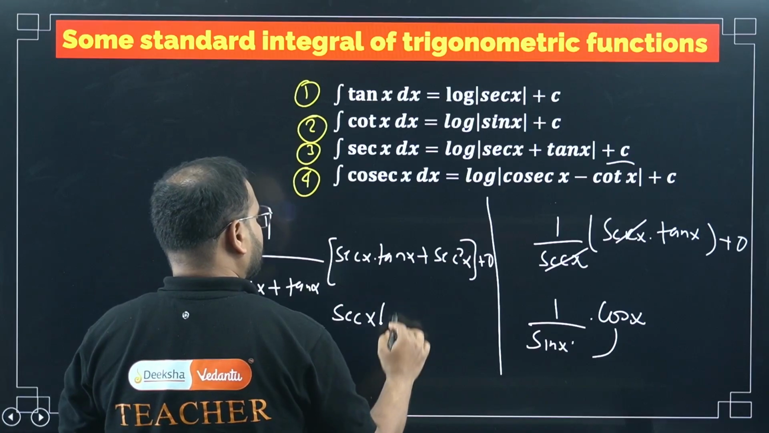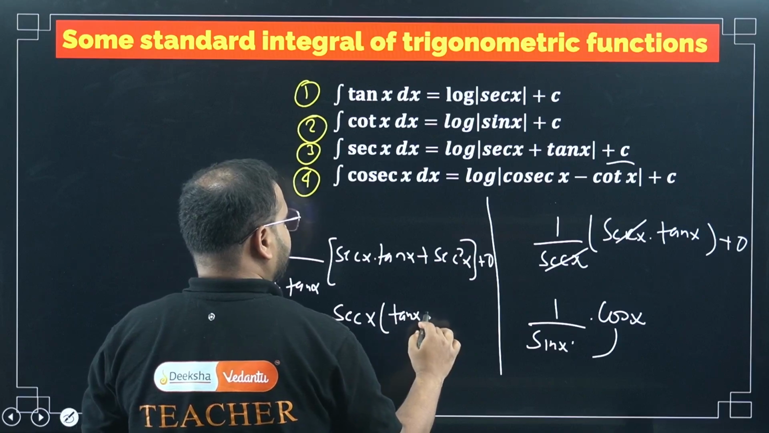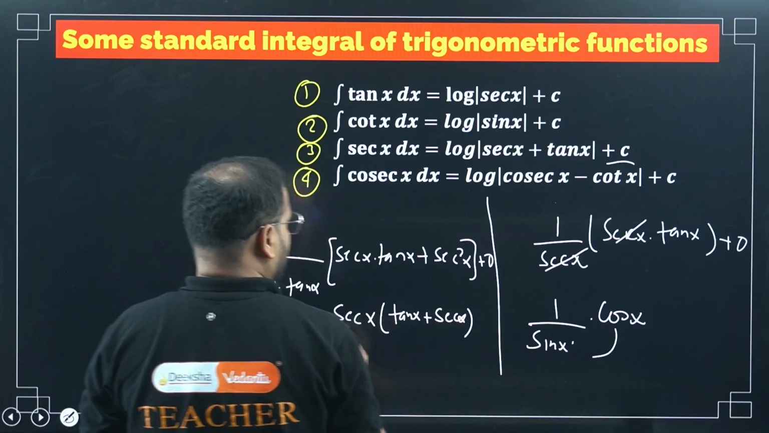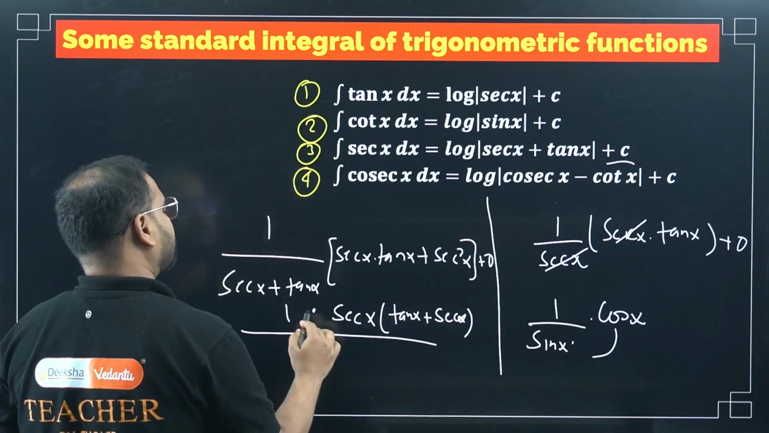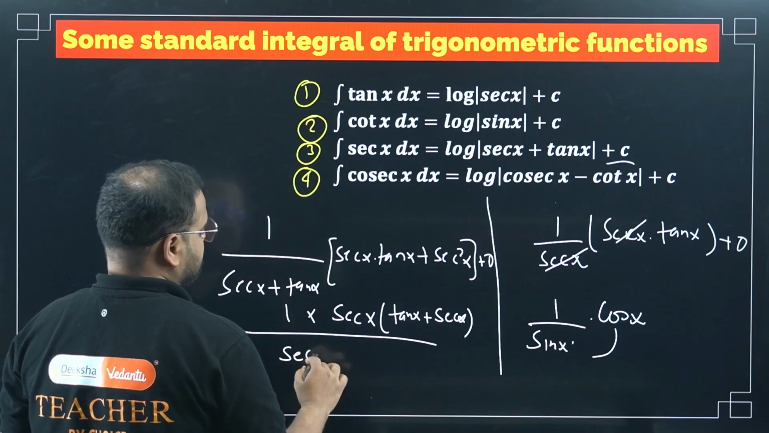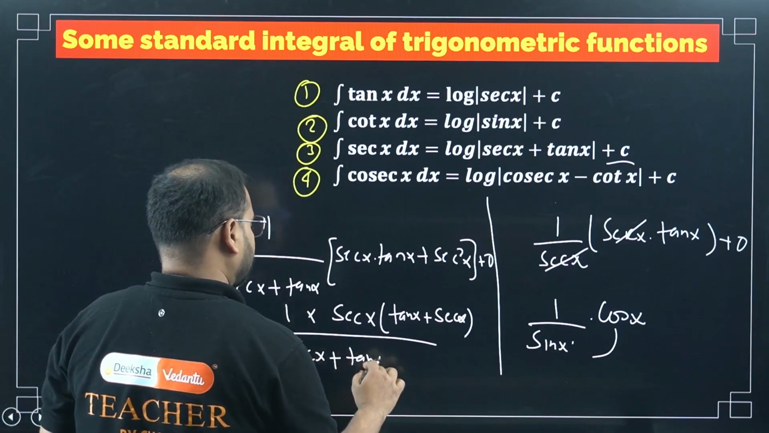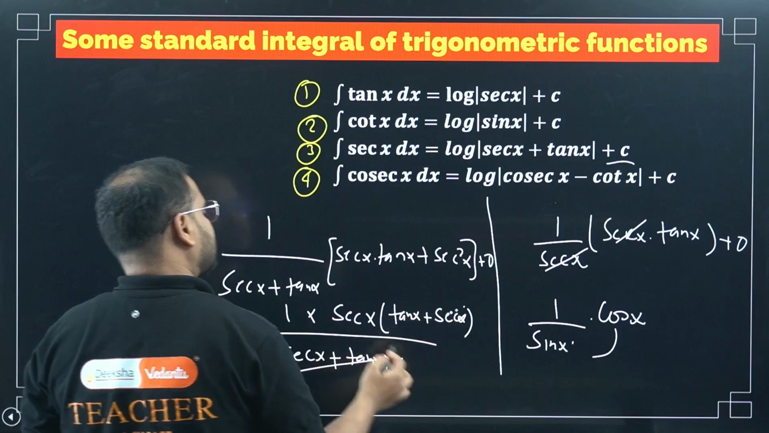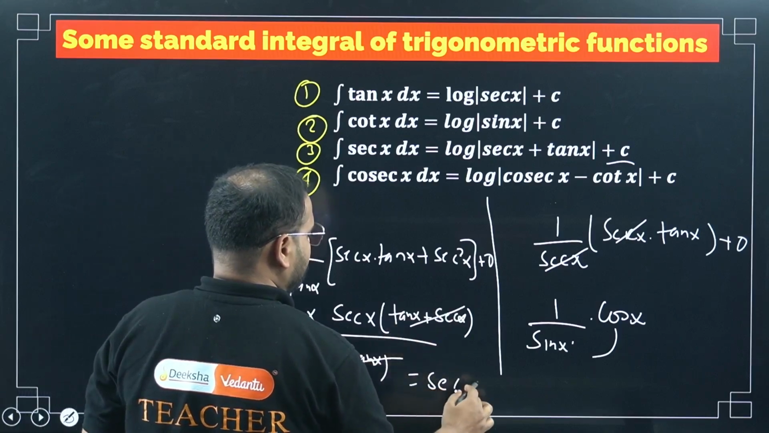Sec x is common, sir. It will become tan x plus sec x. What is divided by? The whole thing. One times of this is there: sec x plus tan x. Please check here, it gets cancelled. What is my answer? Simply sec x.